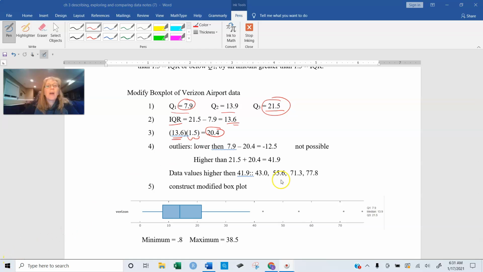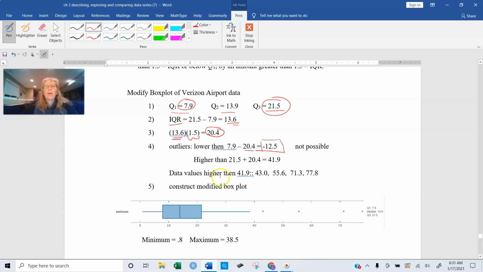Okay, I think I said that wrong. We check whether values are 20.4 above or below our interquartile range, so the Q1 and the Q3. So we take 7.9, our lower one, and subtract 20.4. Is anything below negative 12.5? Well, all of our data values are positive, so we have nothing that is lower.